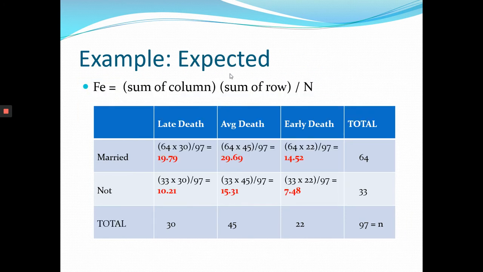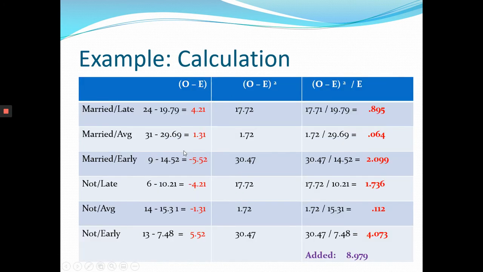The E comes from this simple formula. When you're looking at a cell, to find the expected number of people in that cell, you just take the sum of the column for that cell times the sum of the row, and you divide it by the total number of people. I'll take you through some examples if that's a bit unclear at the moment. Let's look at some data.